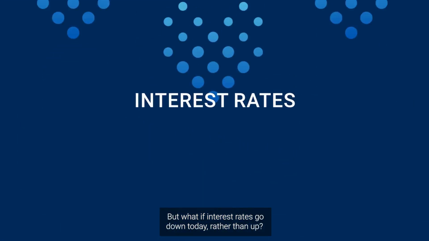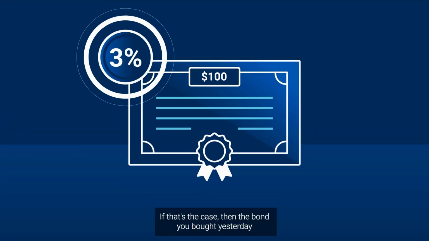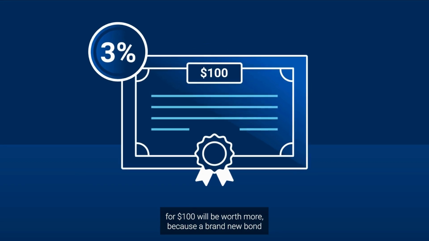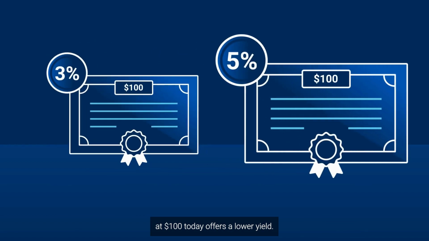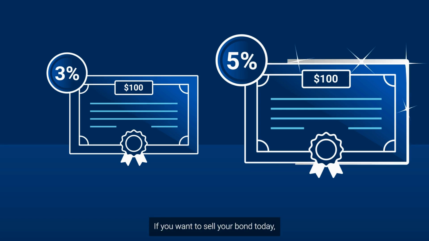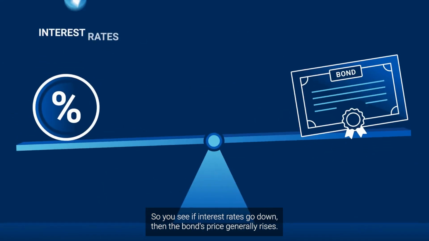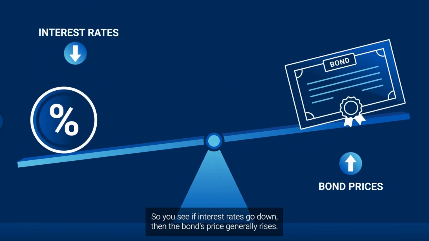But what if interest rates go down today rather than up? If that's the case, then the bond you bought yesterday for $100 will be worth more, because a brand new bond at $100 today offers a lower yield. Your bond is more desirable. If you want to sell your bond today, you could sell it at a premium. So you see, if interest rates go down, then a bond's price generally rises.